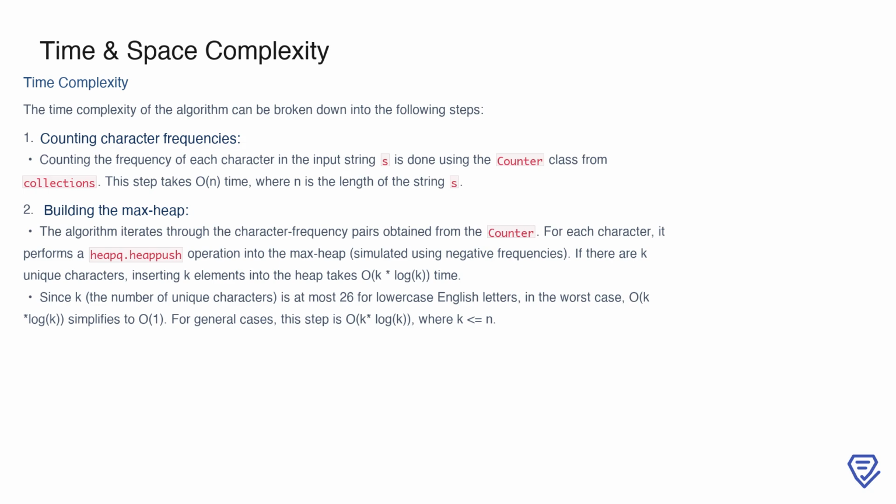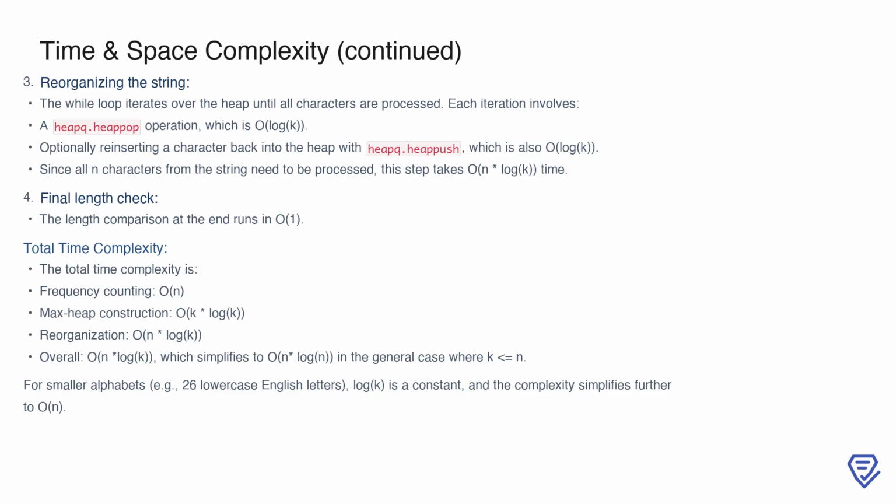Now, in the step where we reorganize the string, the algorithm processes all characters until the heap is empty. This involves repeatedly performing a heappop operation to retrieve the most frequent character, which takes O(log k) time. If necessary, the character may also be reinserted into the heap using heappush, another O(log k) operation. Since we process all n characters in the string, this step takes O(n * log k) time.